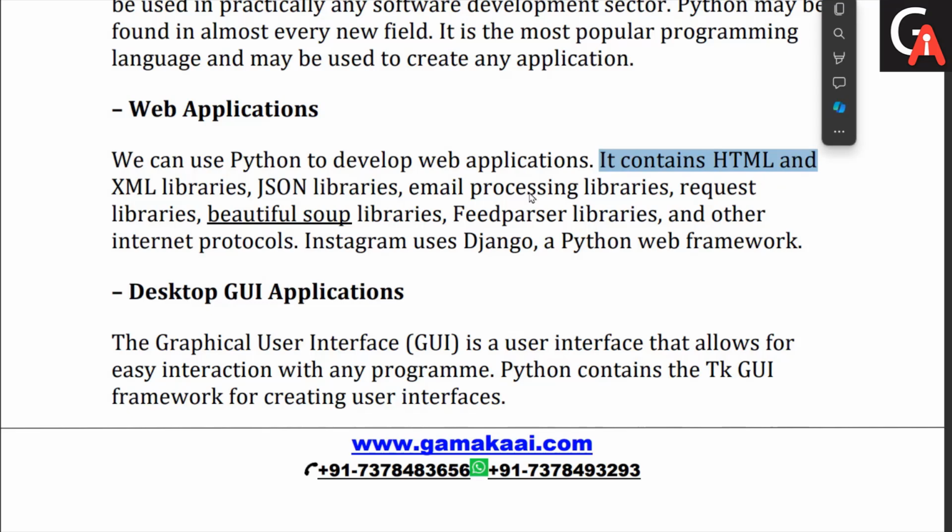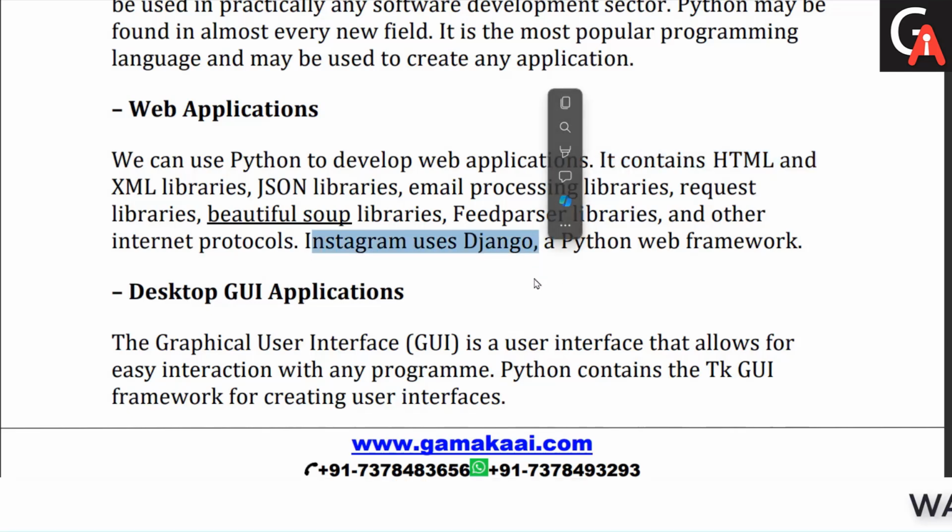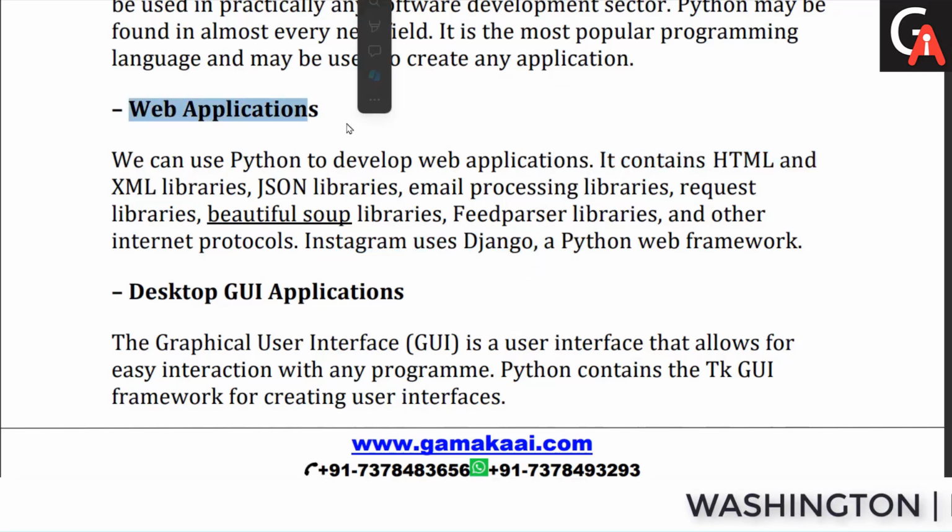It contains HTML and XML libraries, JSON libraries, email processing libraries, request libraries, and Beautiful Soup libraries, which are used for web scraping, feed parser libraries, and other internet protocols. Instagram uses Django, a Python web framework, for developing its web applications.